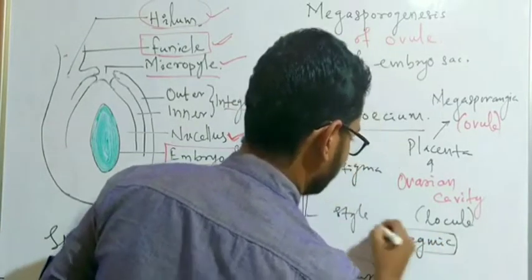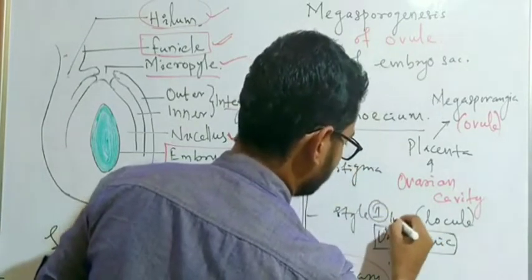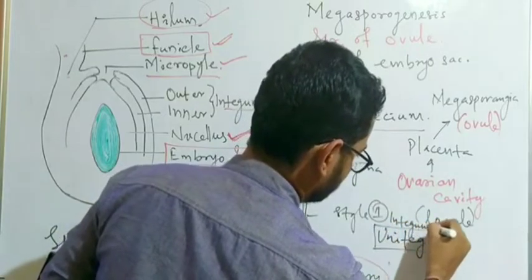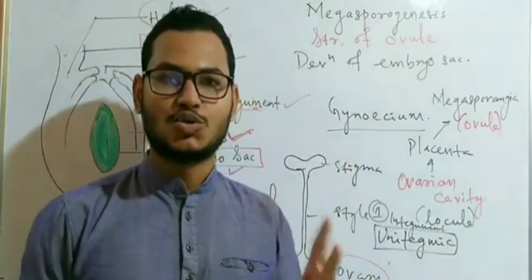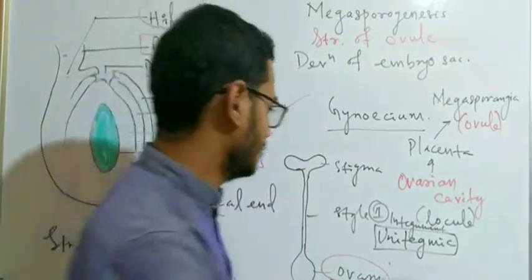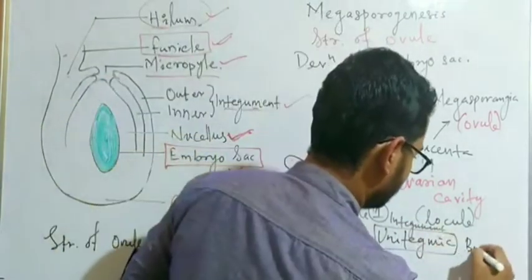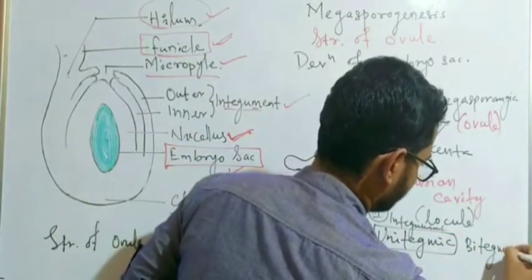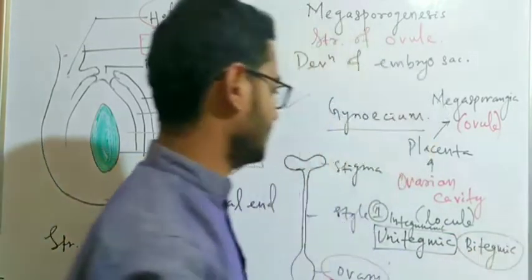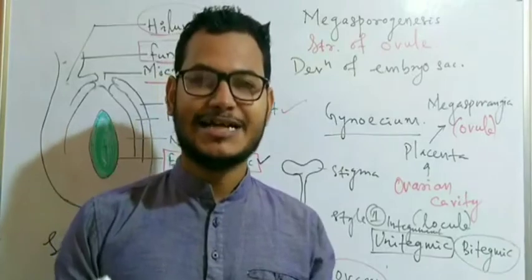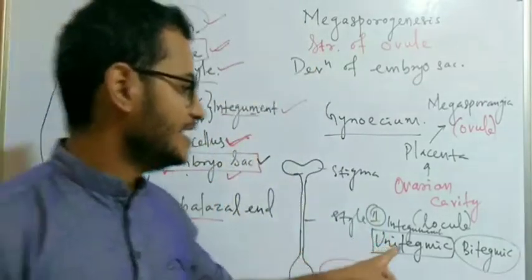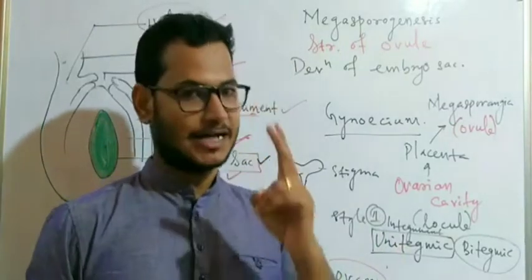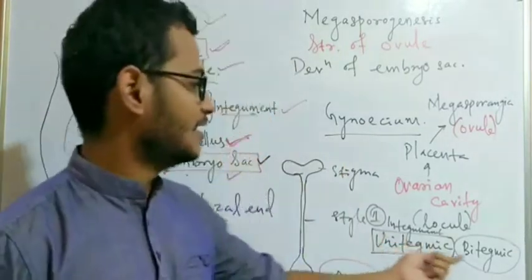When a single integument is present, it is called unitegmic, and when there are two, it is called bitegmic. So remember, when a single integument is present surrounding the embryo sac, it is called unitegmic, and when there are two integuments, it is called bitegmic.